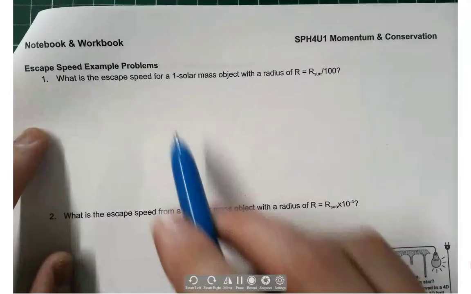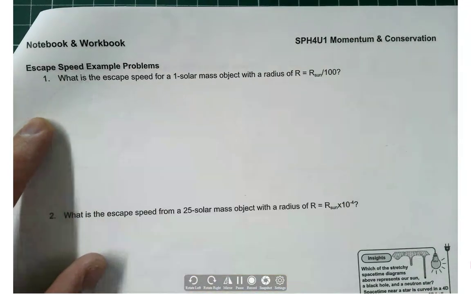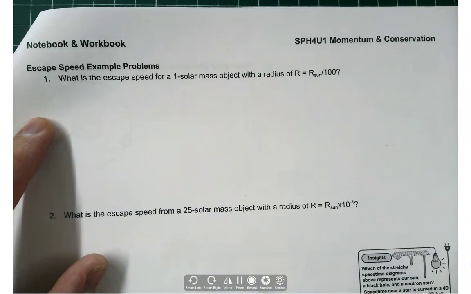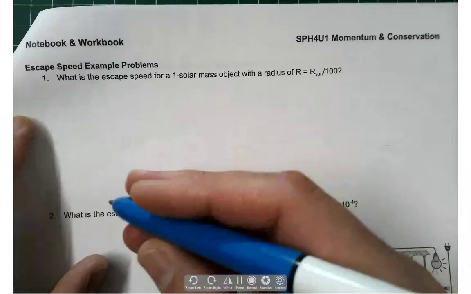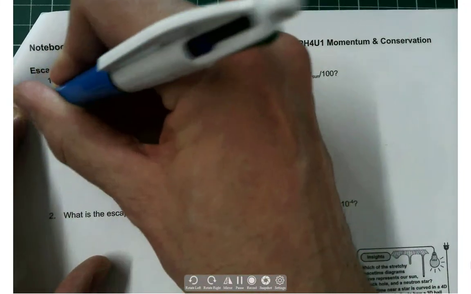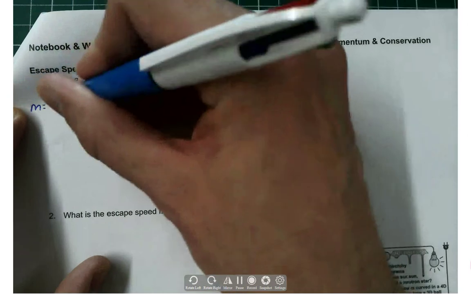So we got this situation. We talk about escape speed. Let's do some calculations: an escape speed for a one solar mass object. Now, a one solar mass object is an object that has the same mass as our sun.